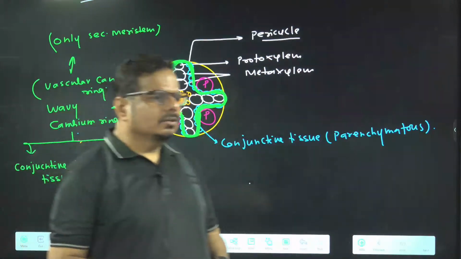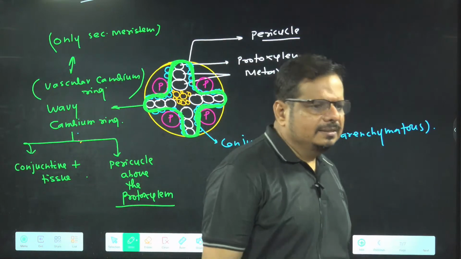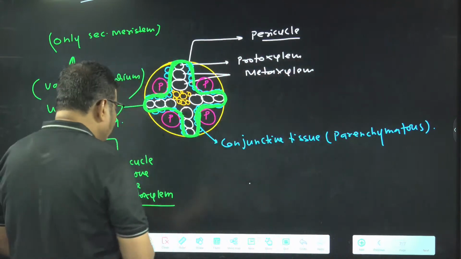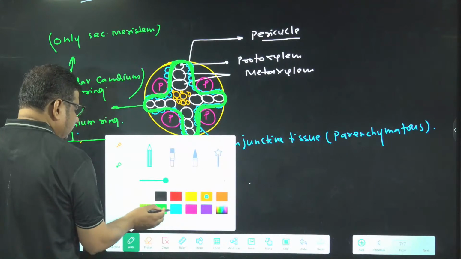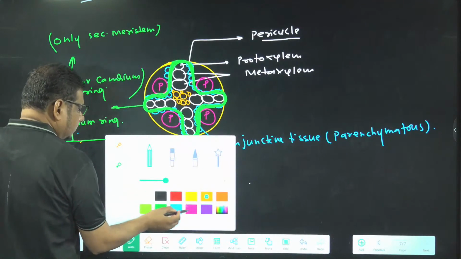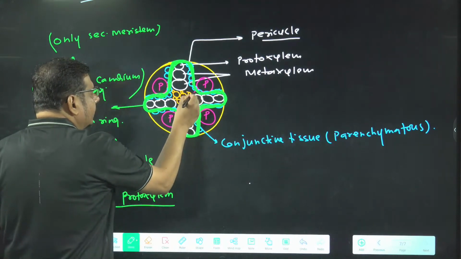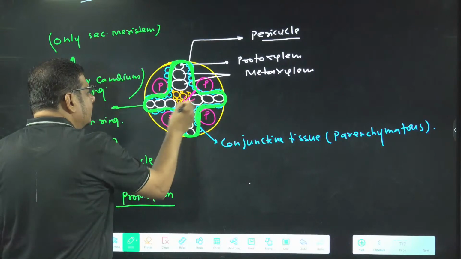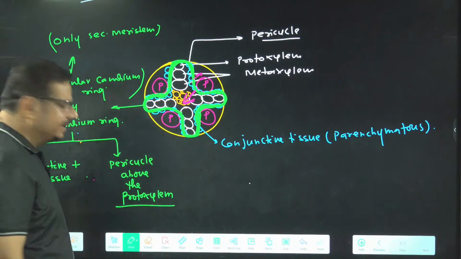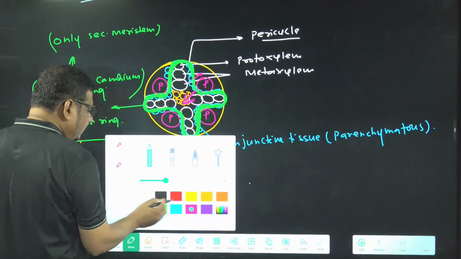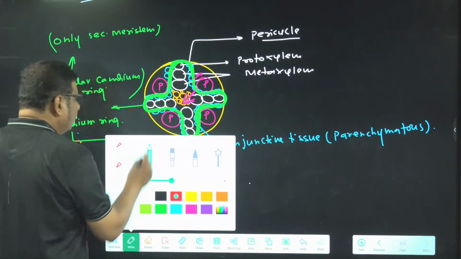So how is the wavy cambium ring formed? Why is it only secondary meristem? Is it clear? Right. Now what happened? Give your attention. Now this vascular cambium ring shows more activity toward inside and less activity toward outside. It shows more activity toward which side? Inside, and less activity toward which side? Outside.